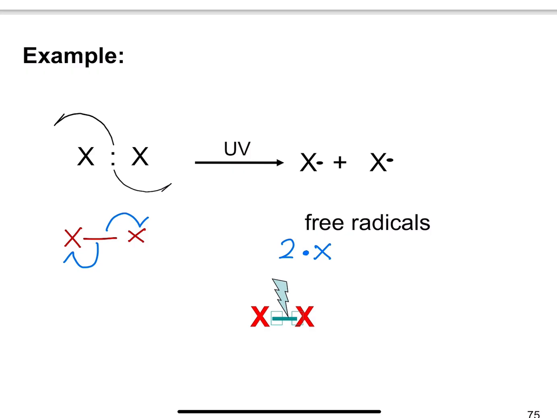This homolytic cleavage needs energy. It cannot happen just like that. You have to supply it with energy, and that energy is in the form of UV. This will be a part of experiment 4, and you will learn more about this during experiment 4.